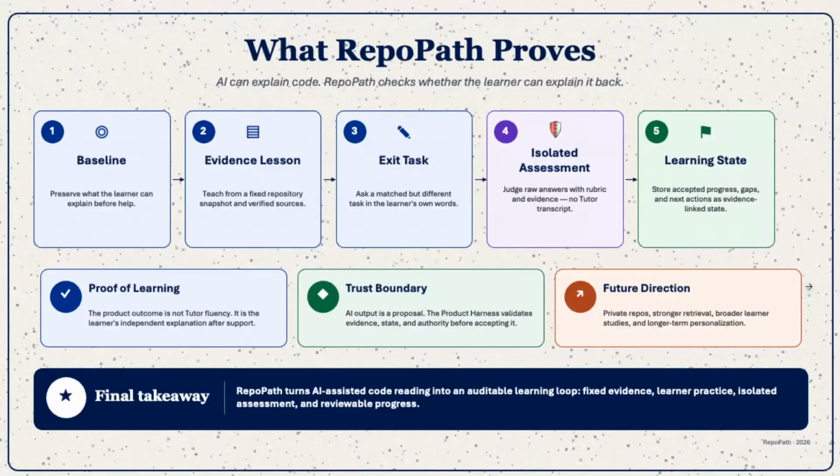So together, these stages form an auditable learning loop: baseline, lesson, transfer test, isolated assessment, and evidence-linked progress. RepoPath doesn't only explain code, it helps the learner prove that they can explain it themselves.